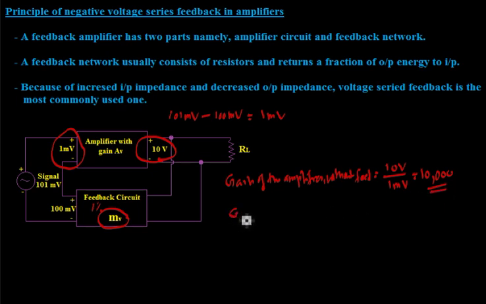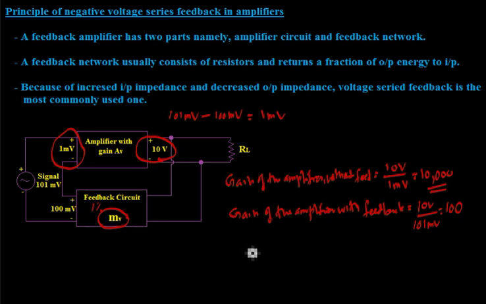Now if we calculate the gain of the amplifier with feedback, which is the ratio of the output voltage to the signal voltage, the output voltage is 10 volt divided by the signal voltage of 101 millivolt, so it comes to around 100.